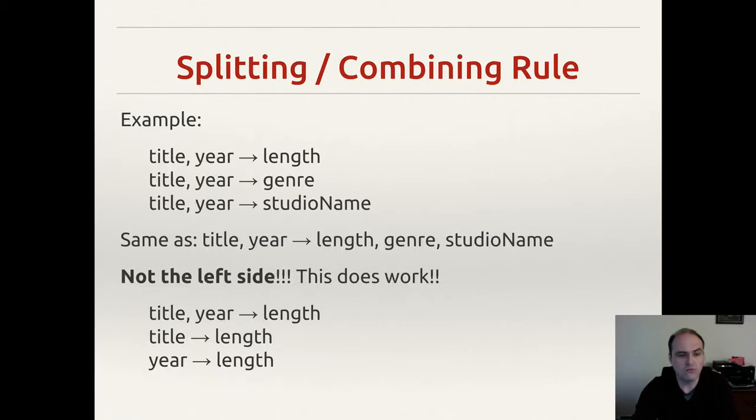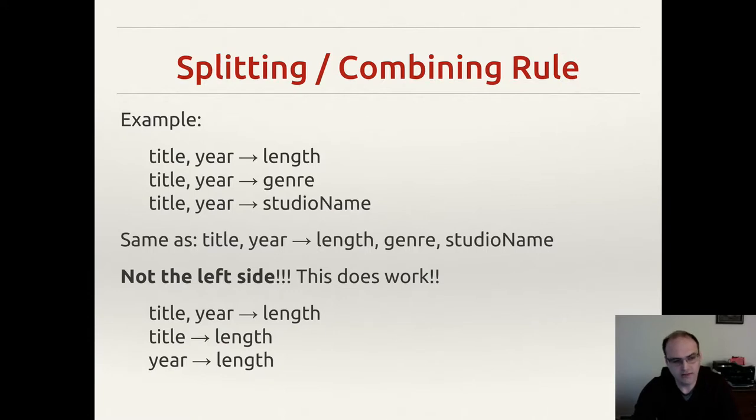Now, what's important here is that you cannot do this on the left side. So let's move to a more concrete example to explore that. So we can, using the combining rule, now take title and year, length, genre, and studio name, those three individual functional dependencies, and combine them into one, where length, genre, and studio name are functionally dependent on title and year. But we cannot break apart the left side. Let's see what happens if we try.